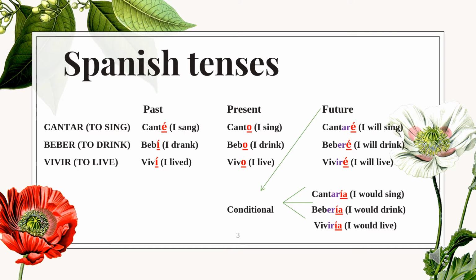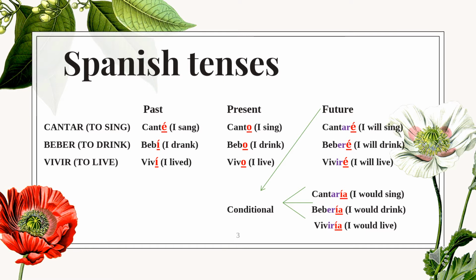The future tense, in my opinion, is the easiest. Why? Because we don't get rid of the AR, ER or IR. If you look at cantar, cantaré, it's basically the infinitive, cantar, and all you do is add an ending. So cantar, cantaré, beber, beberé, vivir, viviré. You keep the infinitive and just add endings. And the ending for the future, as you can see, is the same as the ending for the first group of verbs, the AR, in the past tense.